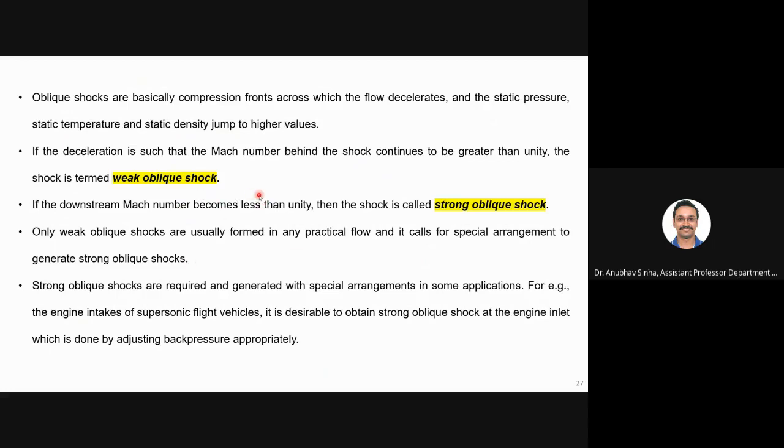So what I'm trying to highlight is that naturally a weak oblique shock is preferred and observed, and you can also have a strong shock when you make any extra effort or extra design changes for that to happen.